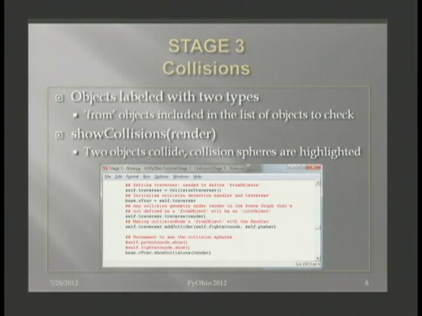And here we have, again, this is just the game code. We have to set up a traverser. The from objects are included in the list of objects to check. The traverser is of type collision traverser, which means it's going to start with the render and go through the entire tree of the scene graph to check for these collisions.